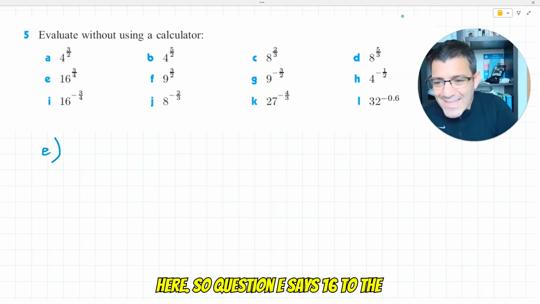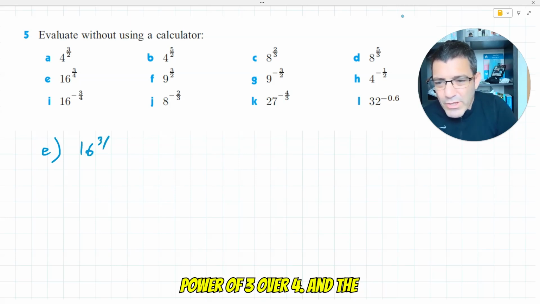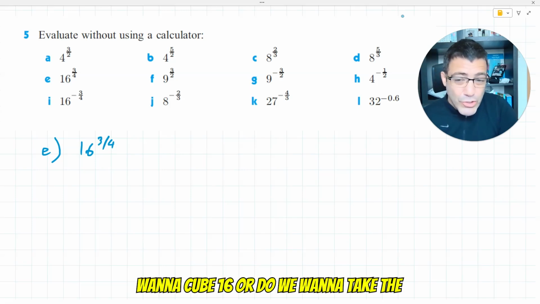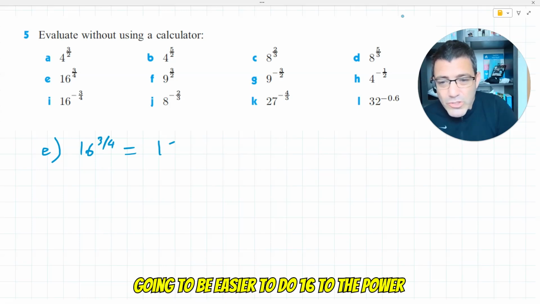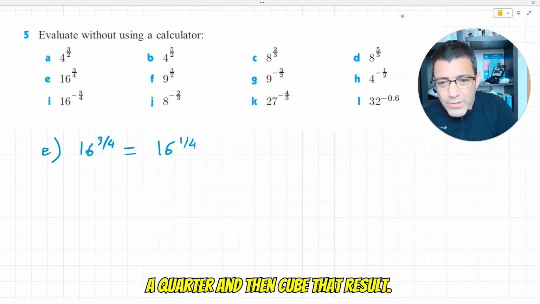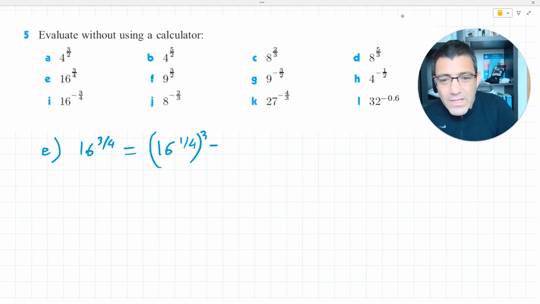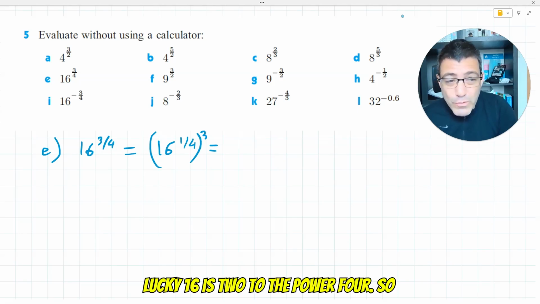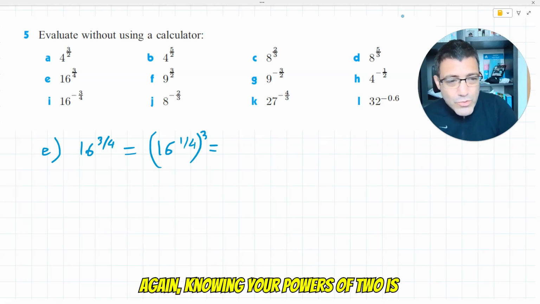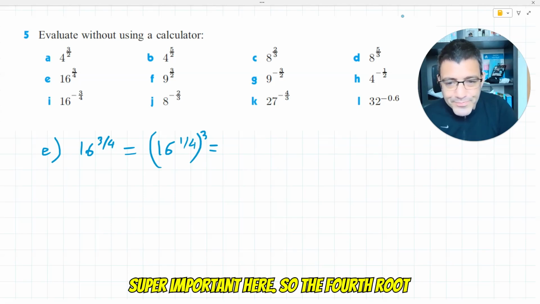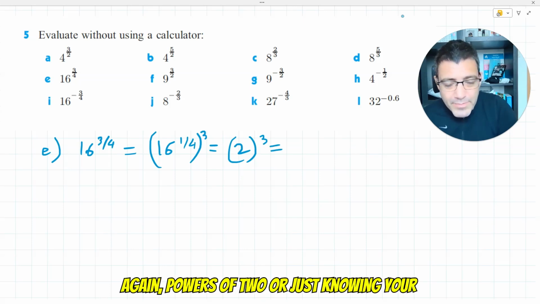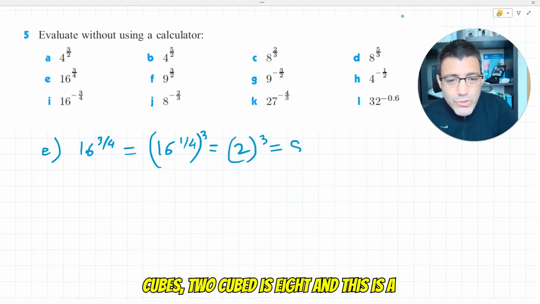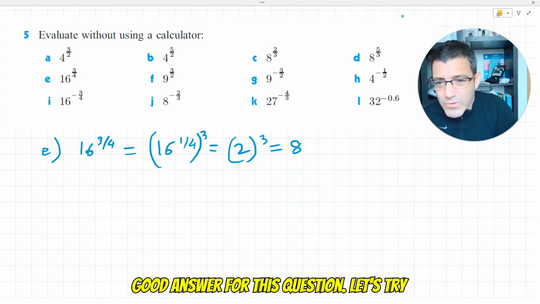So question E says 16 to the power 3 over 4. And the first thing, again, is to think: do we want to cube 16 or do we want to take the 4th root of it? Well, it's probably going to be easier to do 16 to the power 1/4 and then cube that result. Lucky 16 is 2 to the power 4. So again, knowing your powers of 2 is super important here. So the 4th root of 16 is 2. And then 2 cubed, again, powers of 2 or just knowing your cubes. 2 cubed is 8, and this is a good answer for this question.